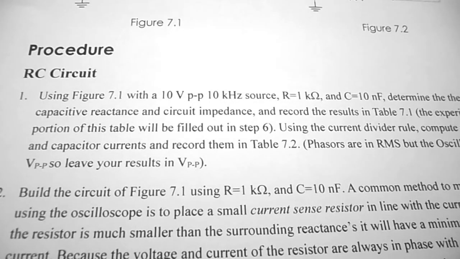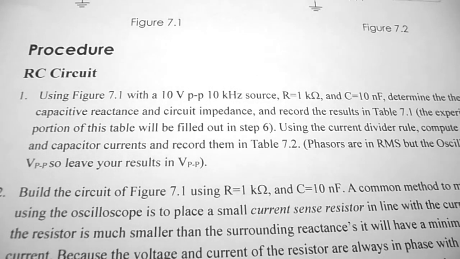So under procedure, step number 1 refers to the RC circuit. Using figure 7.1 with a 10 volt peak to peak, 10 kilohertz source voltage, R1 is going to be 1K ohms and C is going to be 10 nanofarads. We're to determine the theoretical capacitive reactance and circuit impedance and record the results in table 7.1.